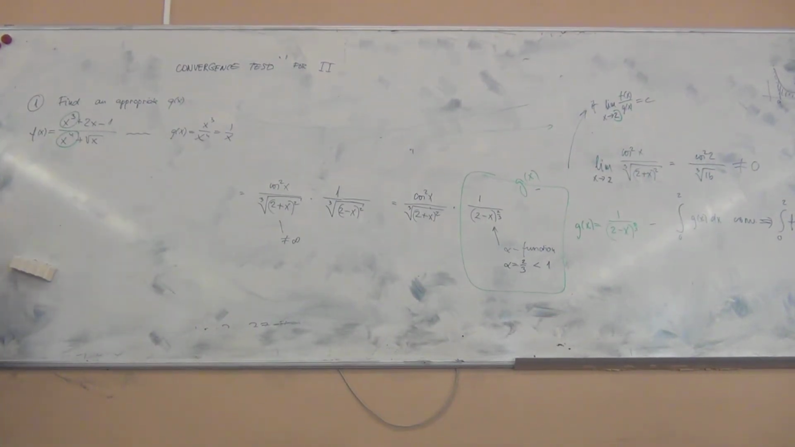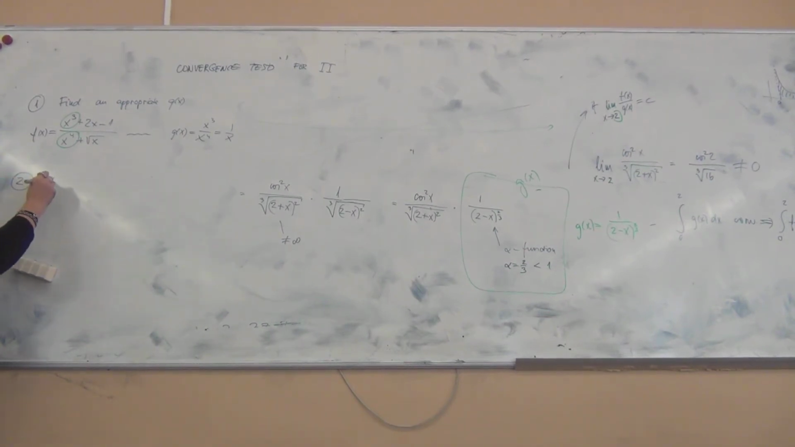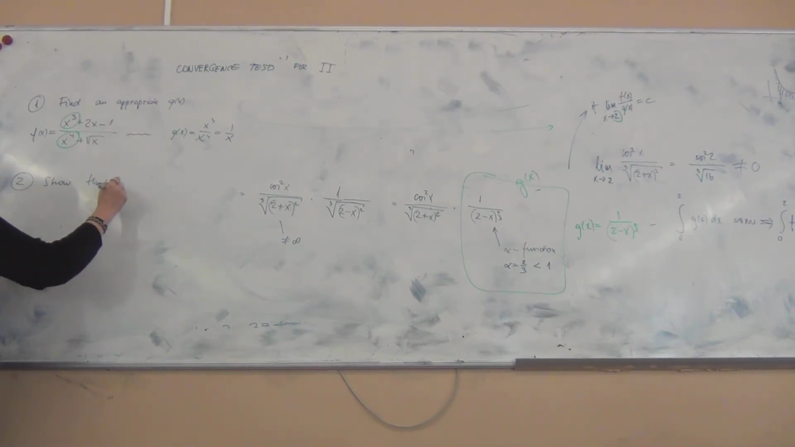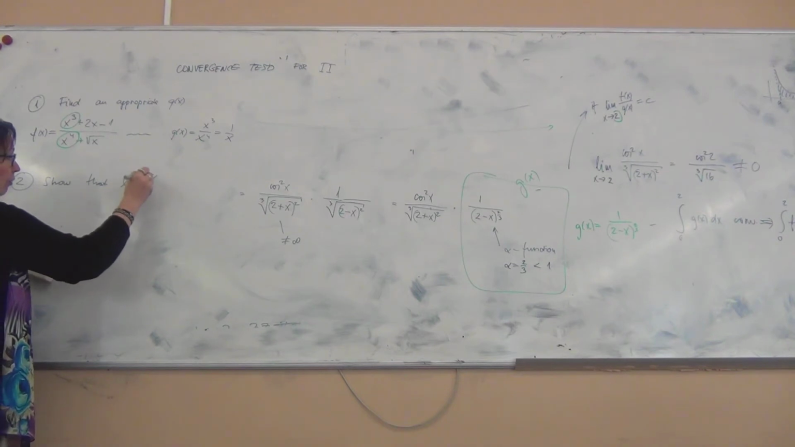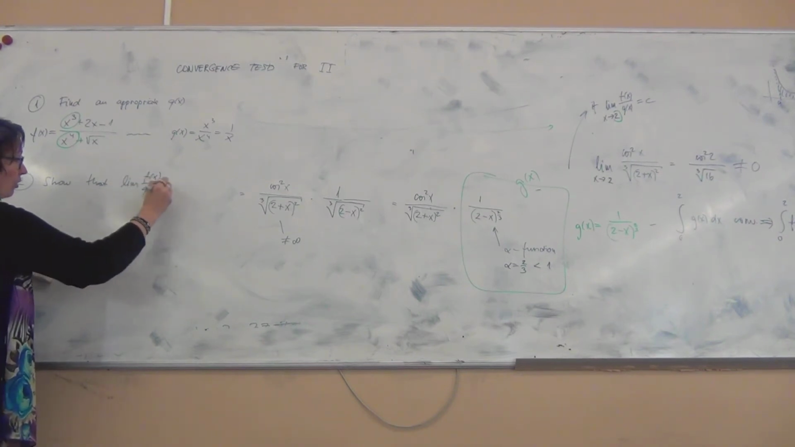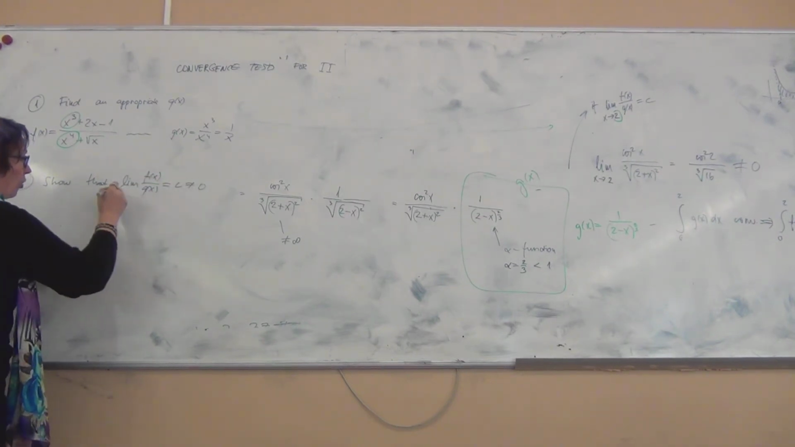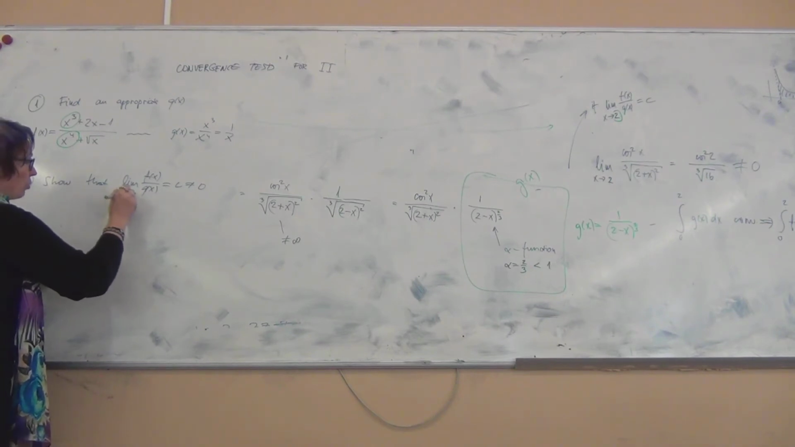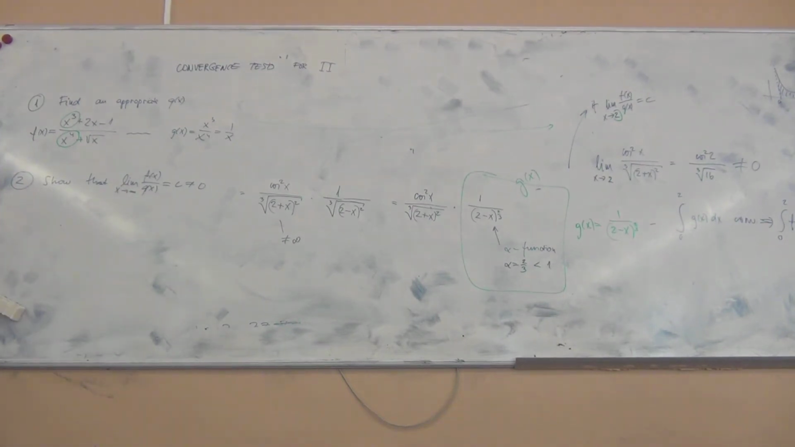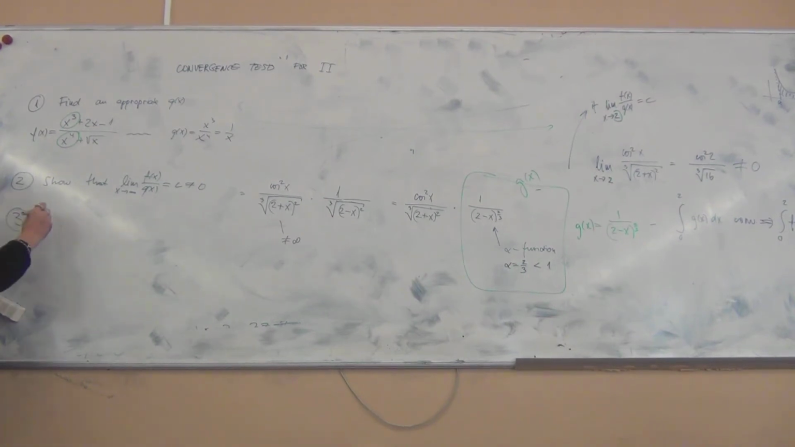After we find this appropriate g of x function, the next step is to show that the limit of f of x divided by g of x is a constant and not 0 when x tends to infinity in this case. And then write the conclusion.